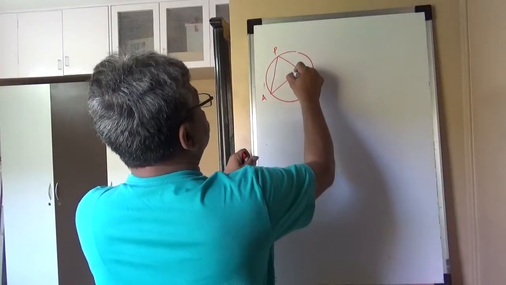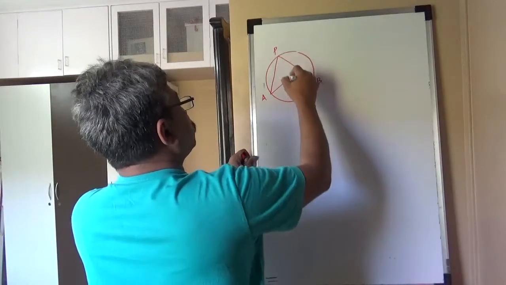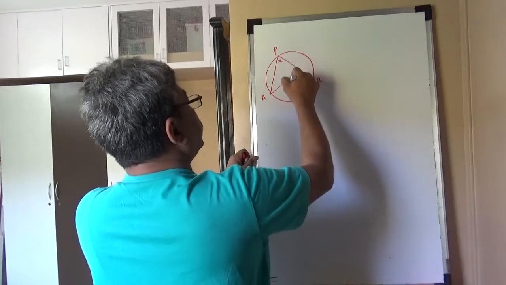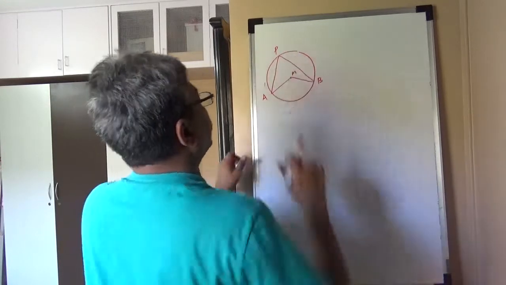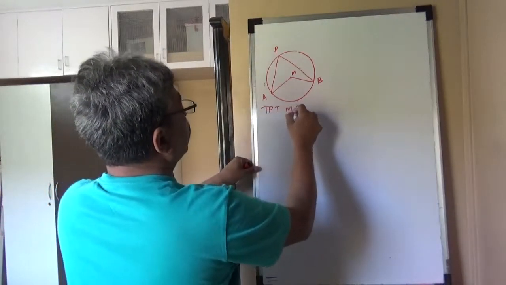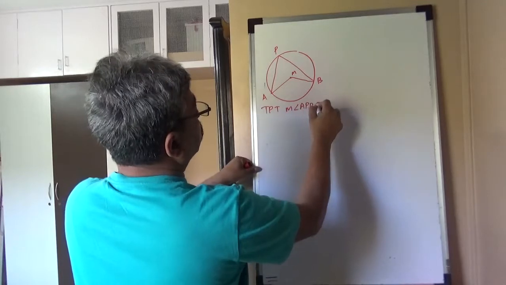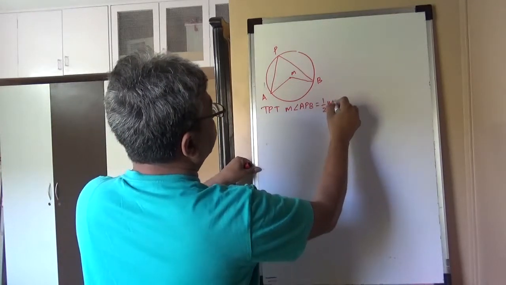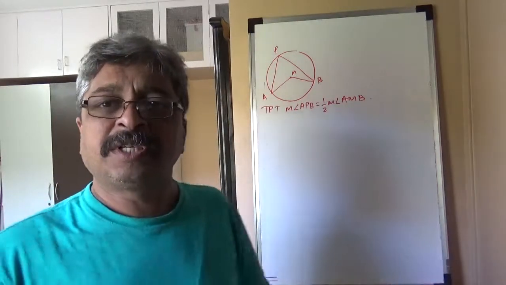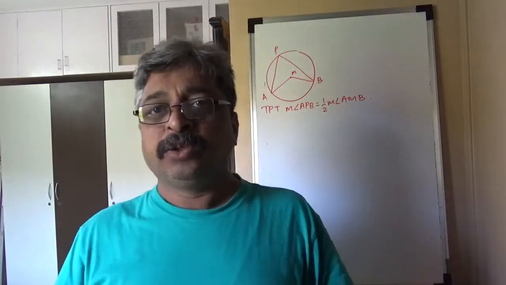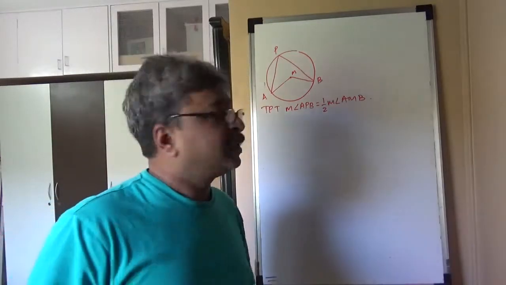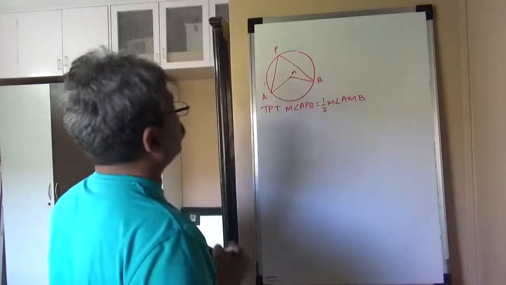Let the center of the circle be M. Now what we are supposed to prove is, if this angle is X, then this angle is 2X, double of that. To prove that measure angle APB is half of measure angle AMB. Now this is a simple theorem and you independently should be able to do it. So try your best to prove this theorem, otherwise look into the solution.